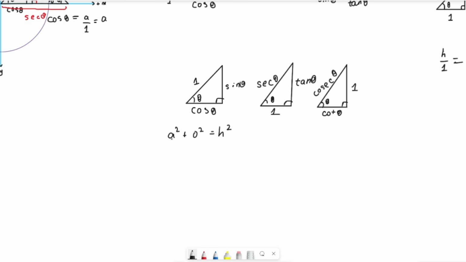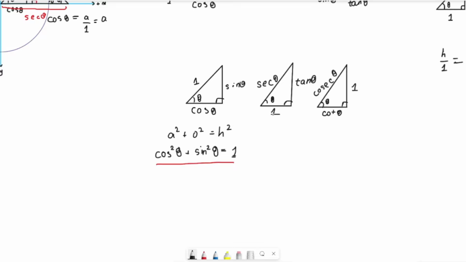So for the adjacent in this triangle, we have cosine squared of theta, and the opposite is sine squared of theta, is equal to 1 squared, which basically just means 1. I'll be assuming that 1 squared is 1. I won't write that because it's a bit redundant. So this is how you get the first identity, and all of the other identities are also derived in the same manner. So again, I'll just do the same thing.